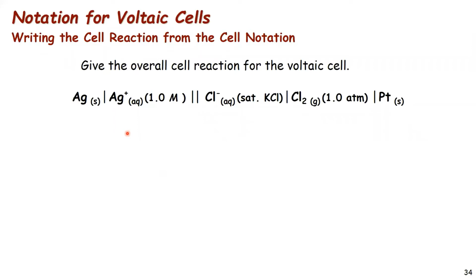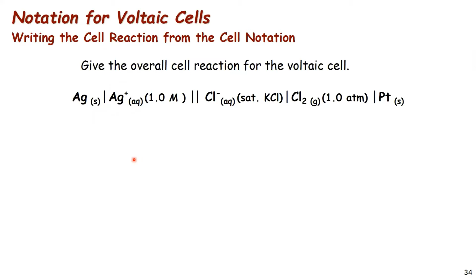Okay, now we went from a balanced overall cell reaction, right? So we went from the cell reaction to the shorthand form, but what if we want to go from the shorthand form to the overall cell reaction? Well, this is where the balancing comes back into play, okay? We've got to separate them into the oxidation and reduction half reactions, which are already separated, right? So the silver and the silver plus 1.